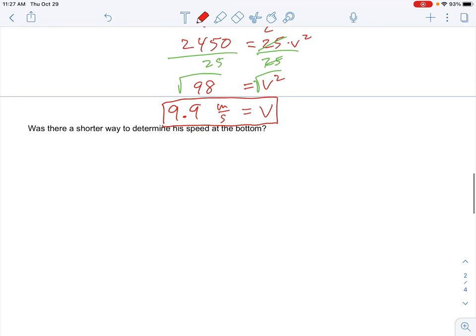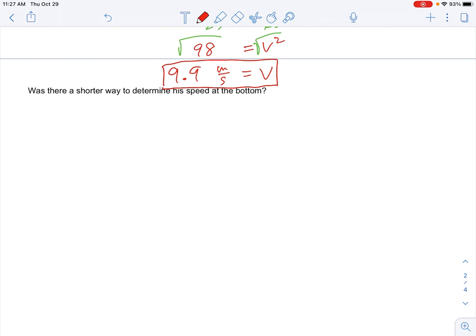All right, so the next part here is, was there a shorter way to determine his speed at the bottom? And the answer is yes. And we'll make that part 2. So I'm going to stop this video and start part 2.